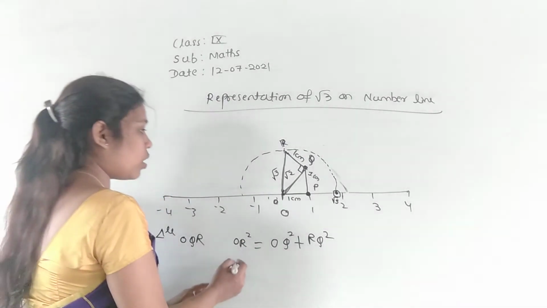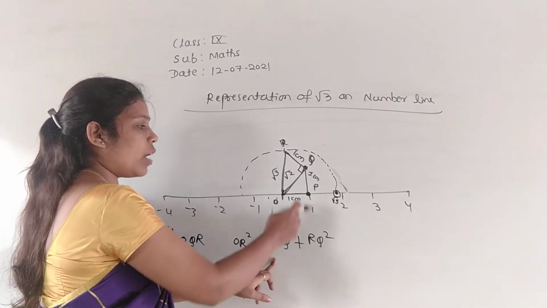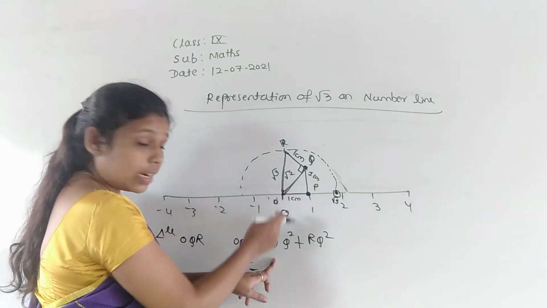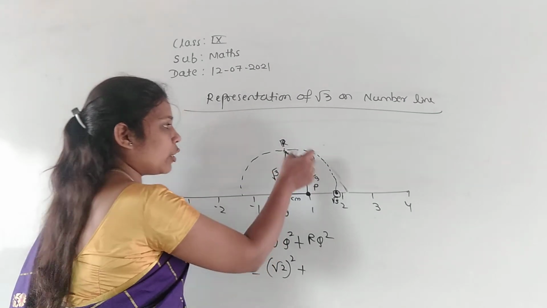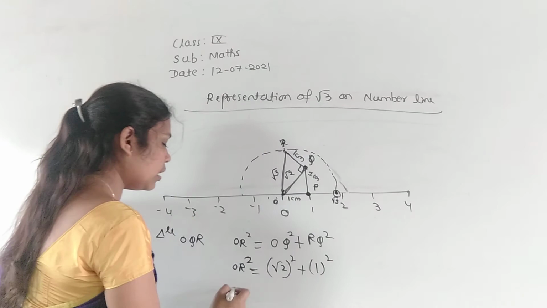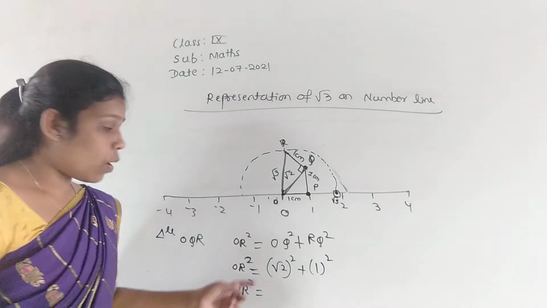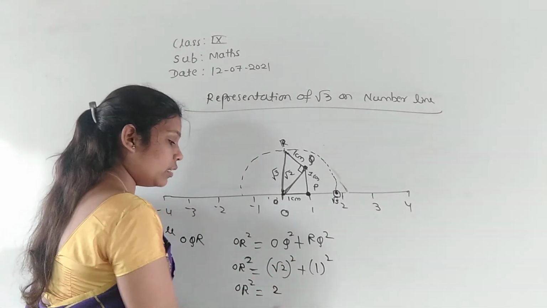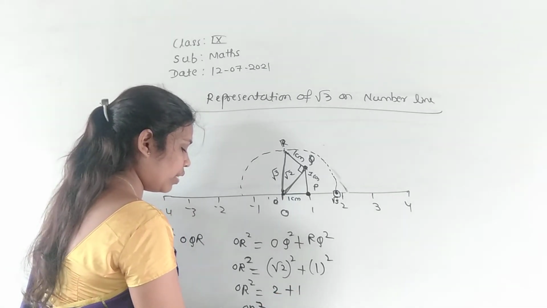So OR square as it is. And what is OQ square here? OQ distance is root 2. Write that one only: root 2 whole square plus RQ, which is 1 centimeter. Take that distance here, 1 square, right? So OR square is equal to root 2 whole square, meaning square root and square cancel, only 2 is left. Plus here 1. So OR square is equal to 3.